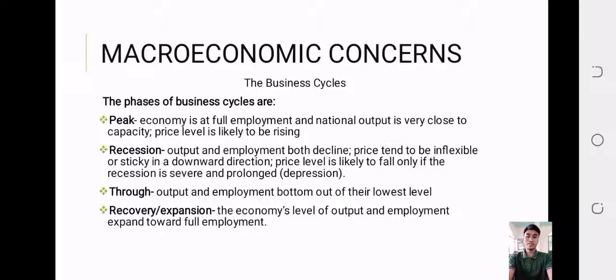Recession: output and employment both decline, and prices tend to be inflexible or sticky in a downward direction. The price level is likely to fall only if the recession is severe and prolonged. Depression: output and employment bottom out at their lowest level. Recovery or expansion: the economy's level of output and employment expand toward full employment.